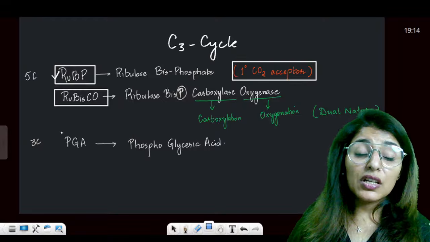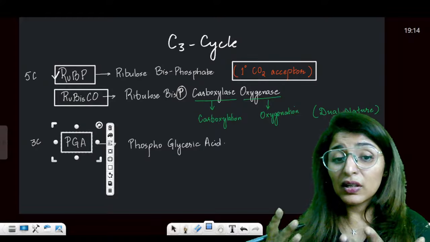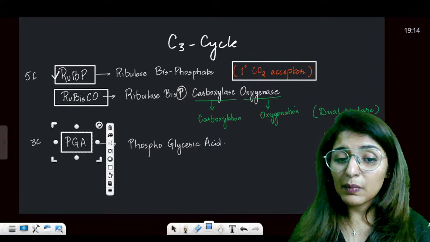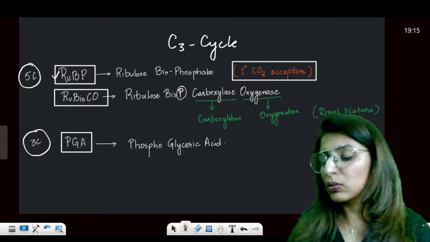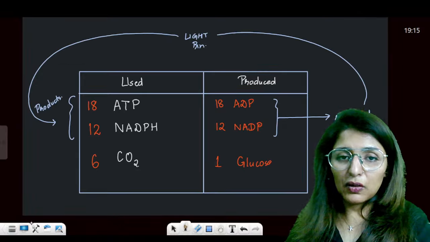Very good. And what is PGA? Phosphoglyceric acid, and this is a 3-carbon compound. You should also know how many carbon atoms are present in each molecule. Is this clear? All right.